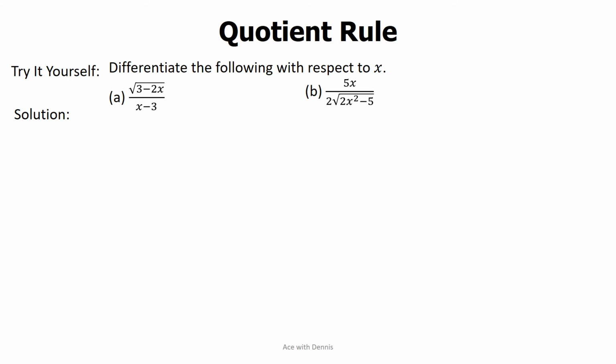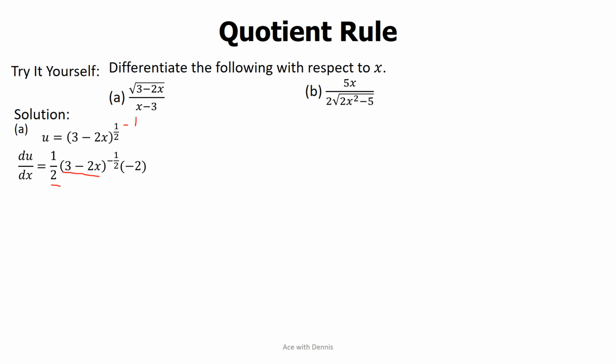Okay, here's the solution for A. First, we identify the u, which equals (3 minus 2x) to the power half. Then differentiate, so the power comes down, half. Then copy the bracket, 3 minus 2x, to the power minus 1. So it is half minus 1, you get negative half.